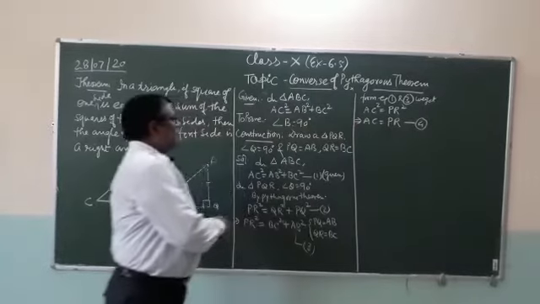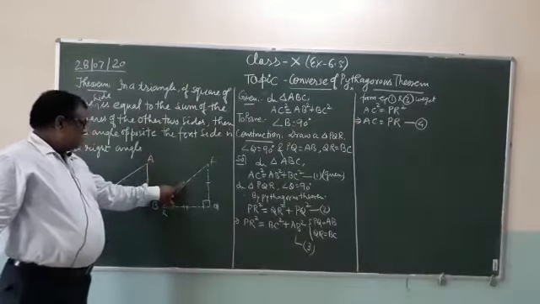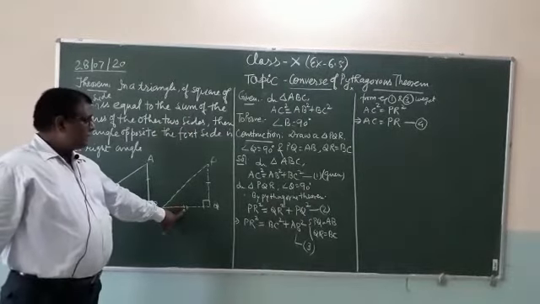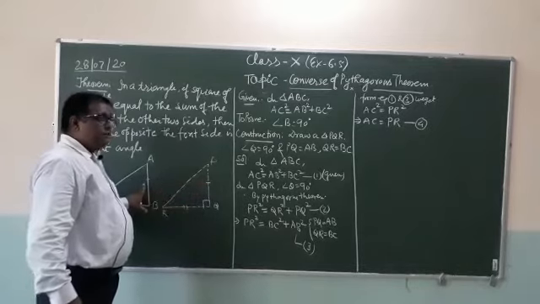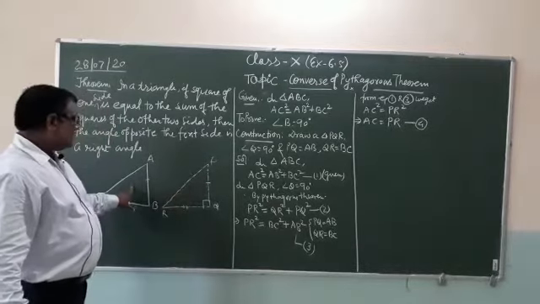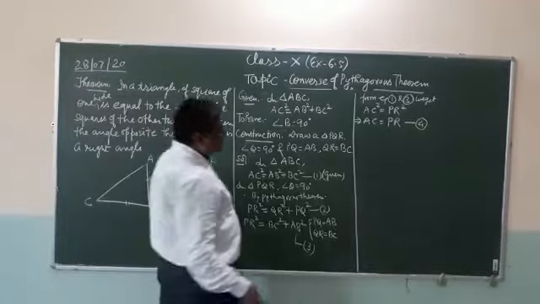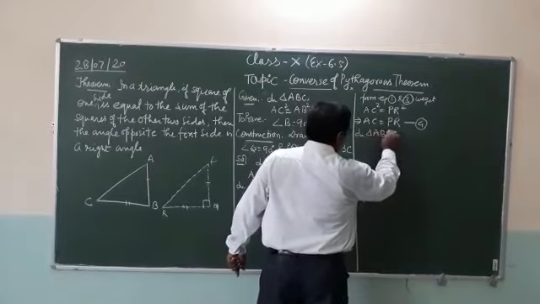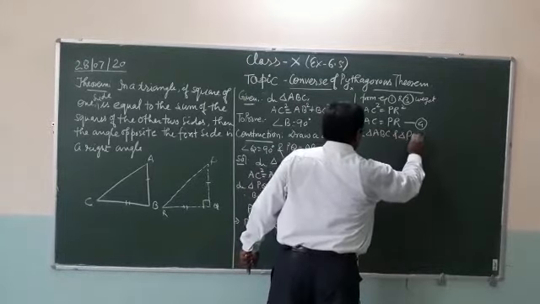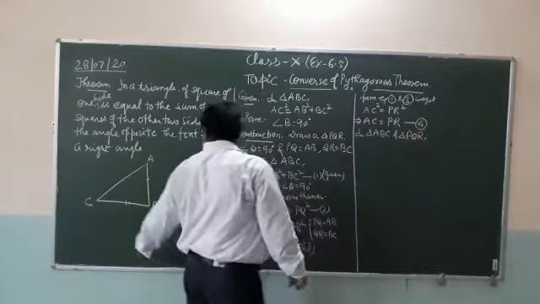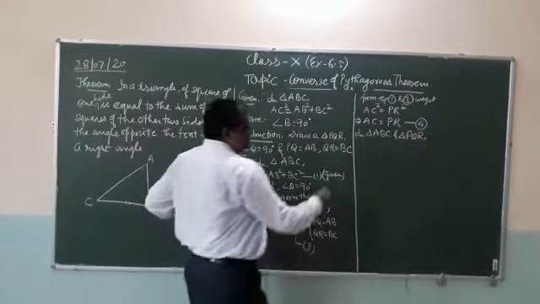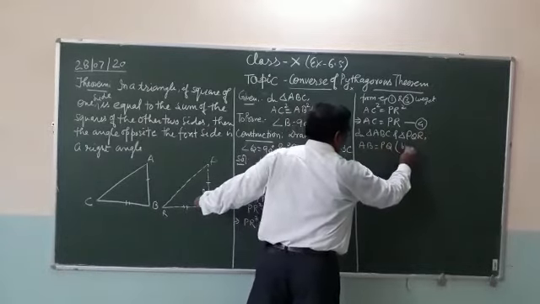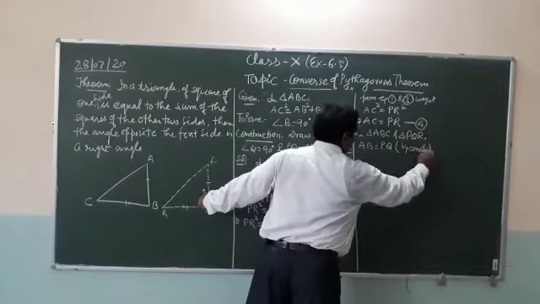Now look here, this is also equal to this. From equation 4, AC is equal to PR, BC is equal to QR, and by construction PQ is equal to AB. So this triangle will be congruent to this triangle. Now we have another proof. In triangle ABC and triangle PQR, here AB is equal to PQ by construction.